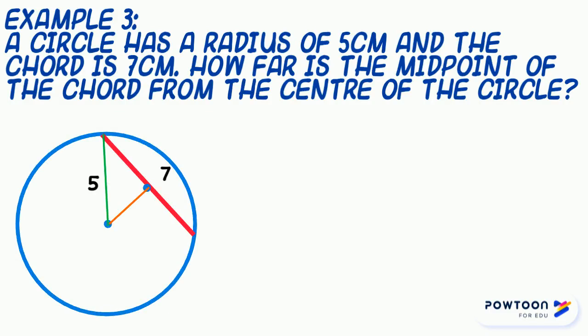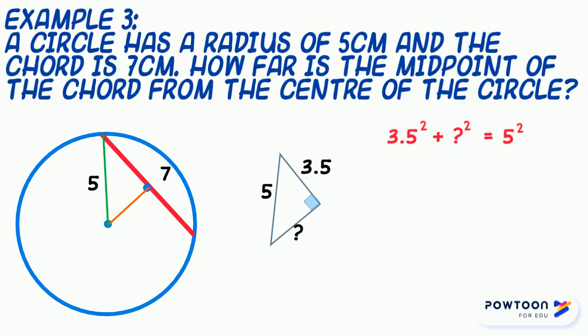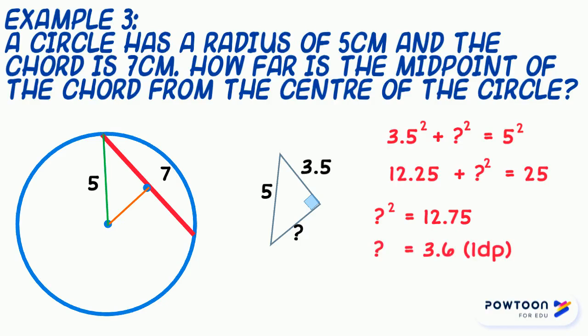Now we can look at the triangle formed between our lines in the circle and see that we'll have a radius of 5, that's our hypotenuse now. Then we actually have 3.5 for one of our sides because we only have half of the chord, and we're looking for the third one. So we're going to use Pythagoras' theorem again. To do this, we're going to have 3.5 squared plus our unknown squared, which is equal to 5 squared. Then once you simplify that, and we'll have to actually rearrange to solve for that unknown value, you should get about 3.6 to 1 decimal place.